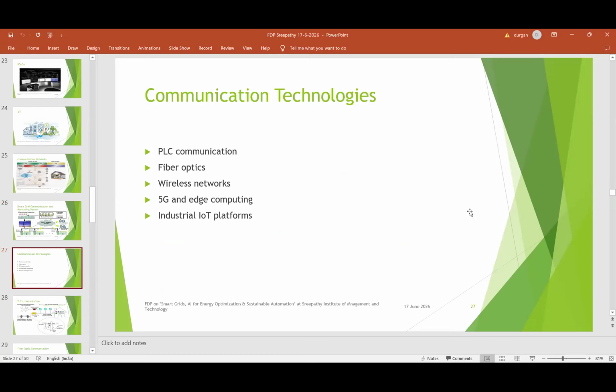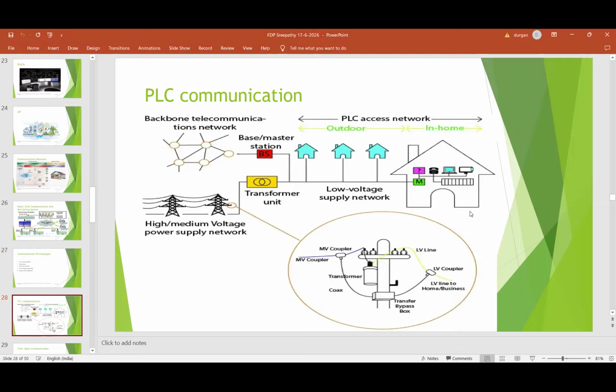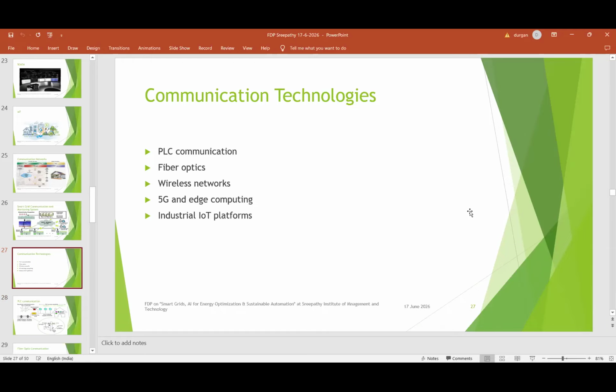So communication technologies: there are different networks available. There is PLC communication. PLC is nothing but power line communication. So first you will see one by one. There is PLC. Then another technology is fiber optics. Then wireless is available. Then 5G and edge computing. Then industrial IoT, IIoT. So these are all the communication technologies adopted in energy systems.